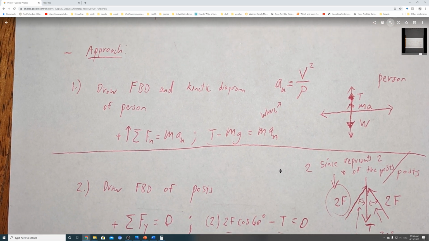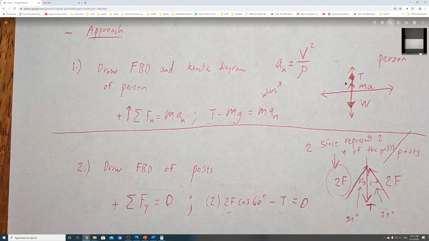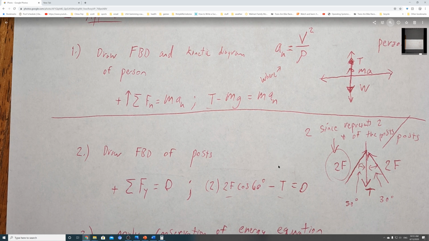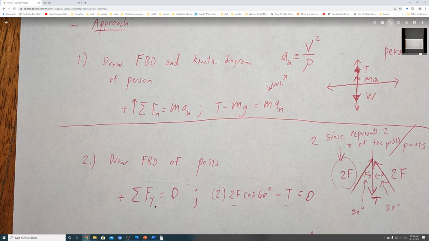All right, so we have that equation. The next thing we can look at is that now we could solve for tension, right? Somehow, as long as we know what this velocity is, we can solve for tension. So we don't know what the velocity is yet. The next thing we could do is look at the free body diagram of the posts, all right?